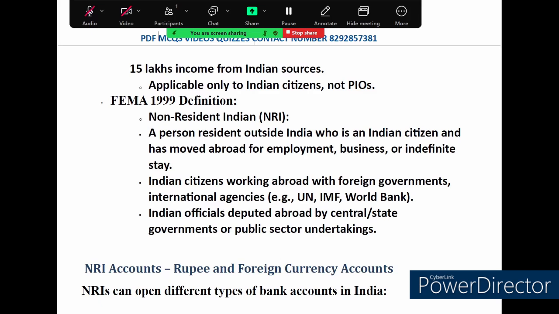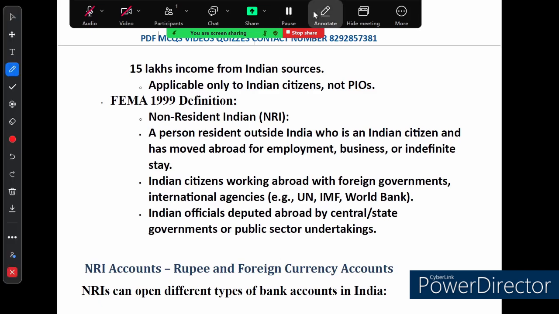So finally, let's look at how FEMA 1999 defines an NRI. Till now we have discussed the aspect of the Income Tax Act. Now let's come to the FEMA definition. How does FEMA define an Indian NRI? According to FEMA, an NRI is someone who is an Indian citizen but lives abroad for employment. He is an Indian citizen but he has moved abroad for employment, business or indefinite stay.